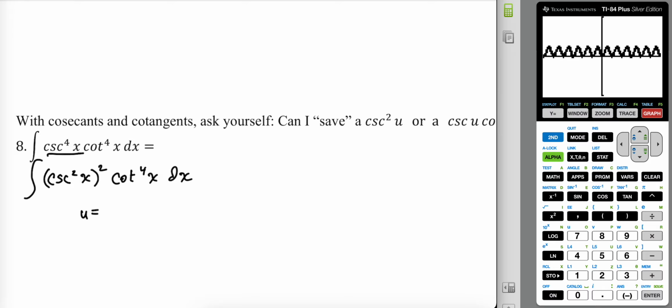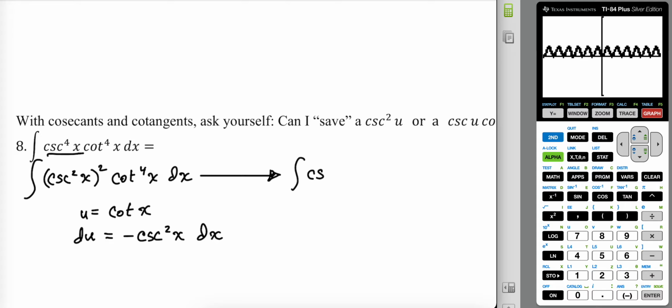So let's try that. If I let u be equal to cotangent of x, du is going to be equal to negative cosecant squared x dx. So looking at that, we run into a little bit of a problem here, because that'll allow me to cancel one of those factors of cosecant squared x, but not both of them. So what we might want to do is a little bit of a transformation, and that is convert one of those cosecant squareds over into something involving cotangent. So I'm going to hold on to that work for a second. I'm going to write this as cosecant squared x times cosecant squared x times cotangent to the 4th of x dx.